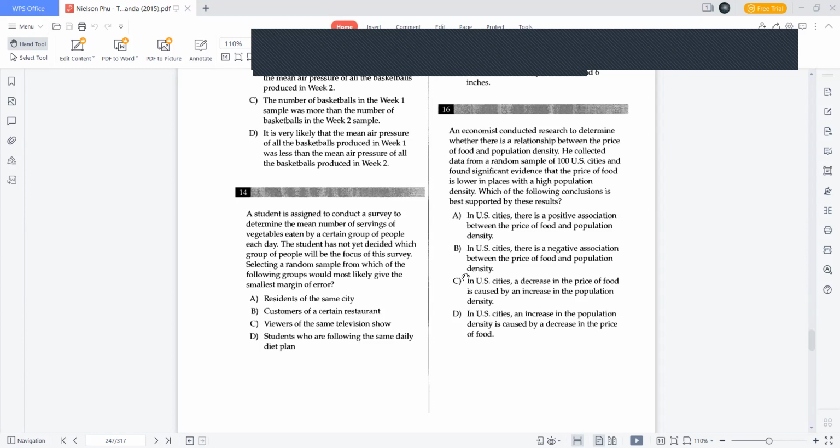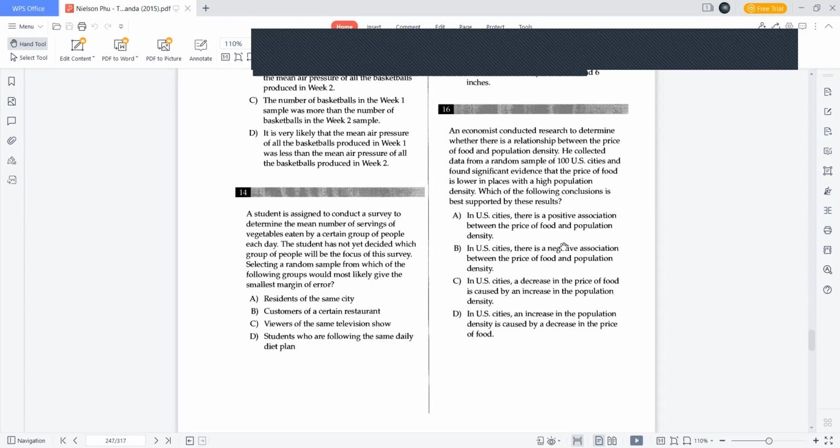Okay, so I can tell you this: C and D are out. You can't establish cause by numbers. That's a whole different thing. You can establish association or correlation, but not causation. So C and D are out.